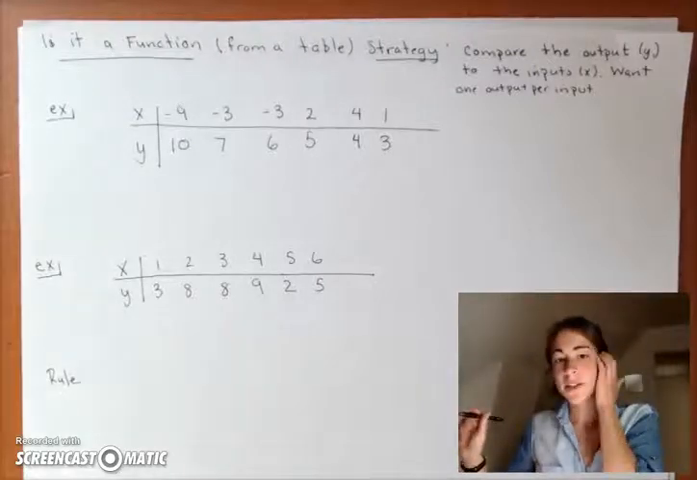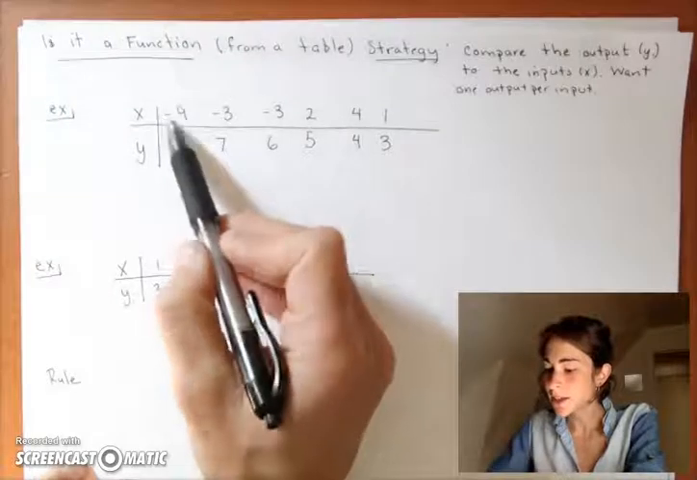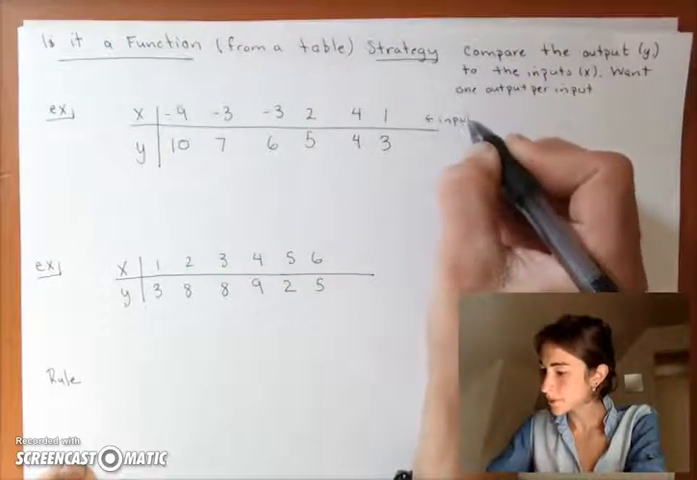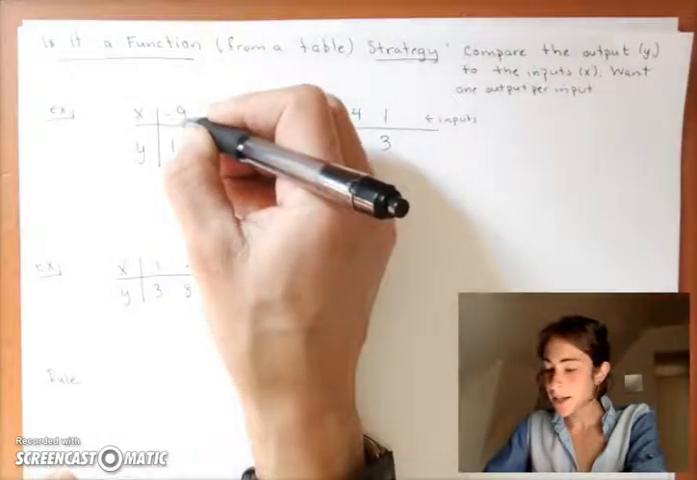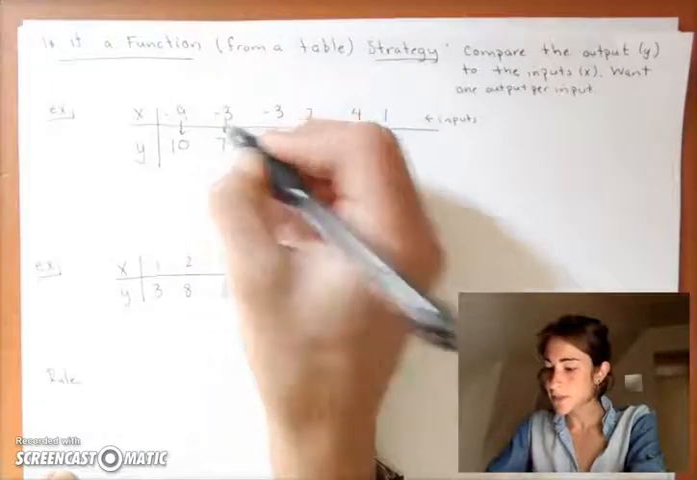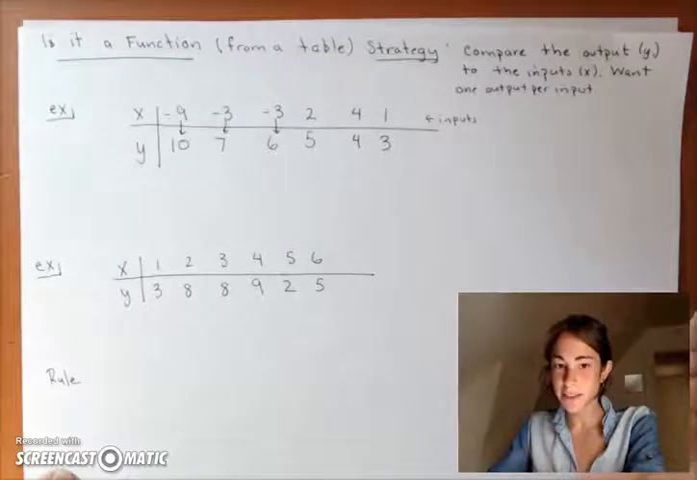So here are our two examples of determining a function from a table. So here are my inputs. So -9 has an output of 10. -3 has an output of 7. -3 also has an output of 6.